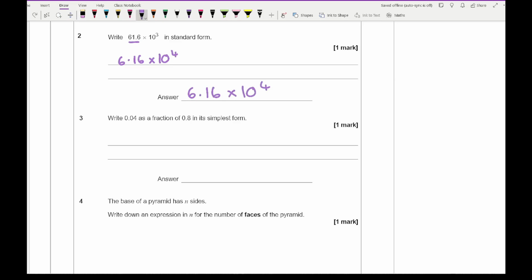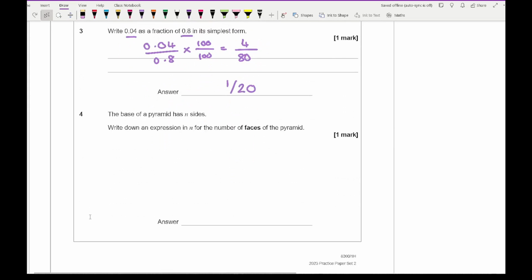Then with question 3, it says write 0.04 as a fraction of 0.8 in its simplest form. So we write this number as our numerator. We write this number as our denominator. And then what we need to do is just multiply by powers of 10 to make these numbers non-decimal. So if we multiply both numbers by 100, that should give us 4 over 80, and then we can simplify this fraction, which gives us 1 over 20.